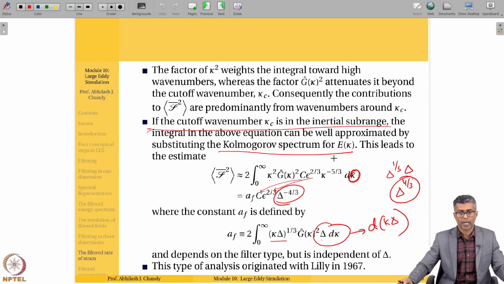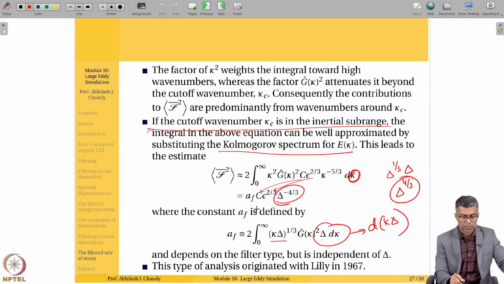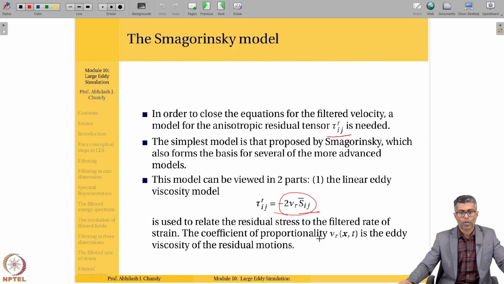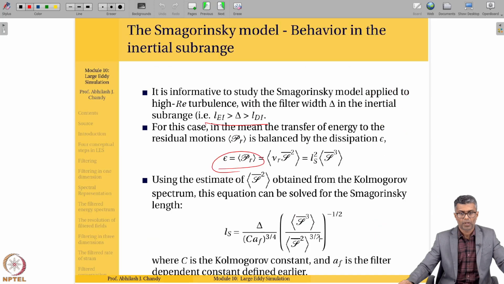It comes right about here, right? The S bar squared is AF C epsilon to the 2/3 and delta to the minus 5/3. Also note this equation where I defined what AF is, which is 2 integral 0 to infinity kappa delta to the 1/3 G of kappa squared delta d kappa. Okay, so now let's see what we get from here.